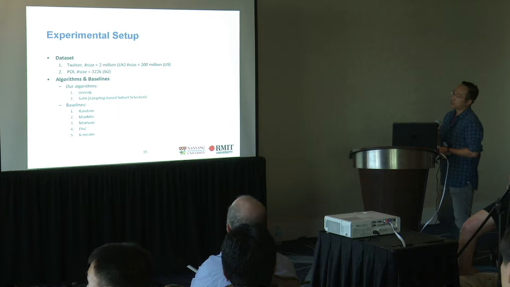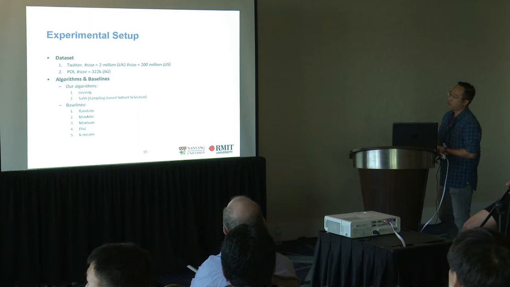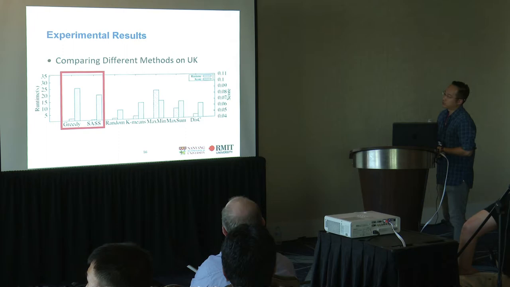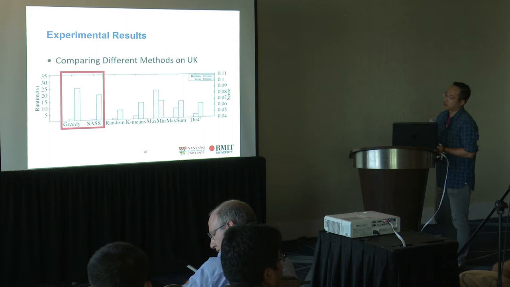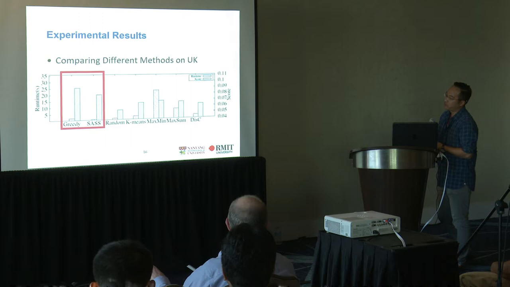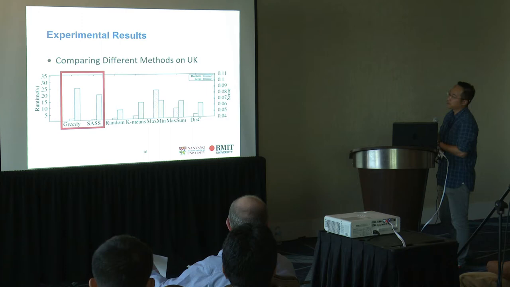In our experiments, we are using three different real-world datasets, and we compare with five baselines. We can see that our algorithm outperforms the five baselines in terms of runtime and score. We can also see that our sampling-based extension is a little bit faster, but the quality is nearly the same as the greedy algorithm. So here is an interesting case study.